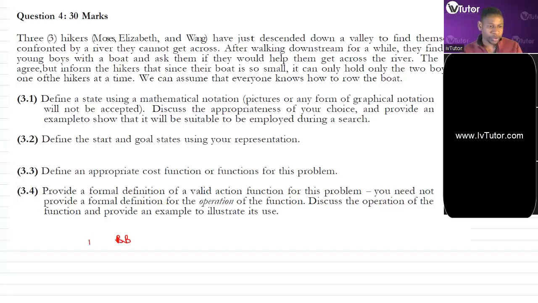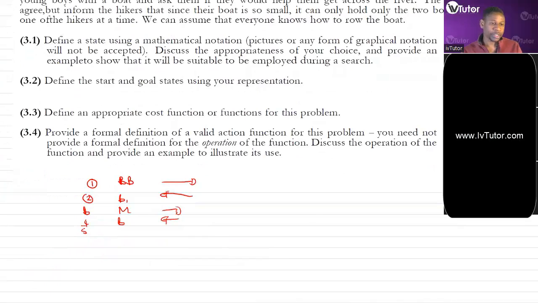So that's number 1. Number 2, then you put the boy coming back, right? Then number 3, it will be the hiker, say Moses, going there. Then the boy coming back. Number 4, it will be the boy coming back. Number 5, it will be 2 boys going there. Number 6, it will be the boy coming back.